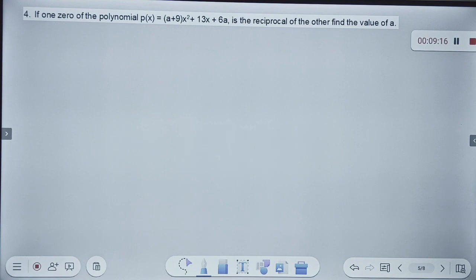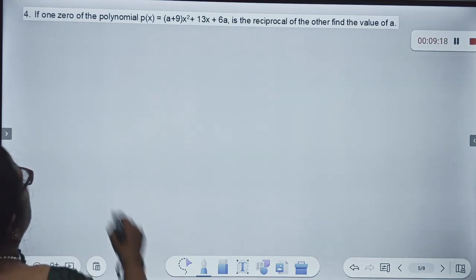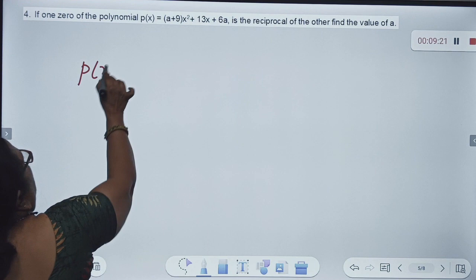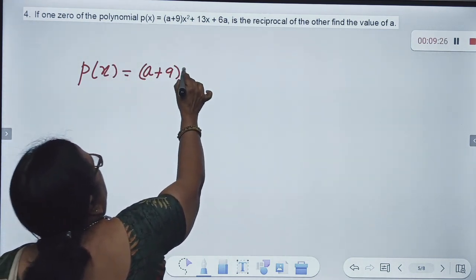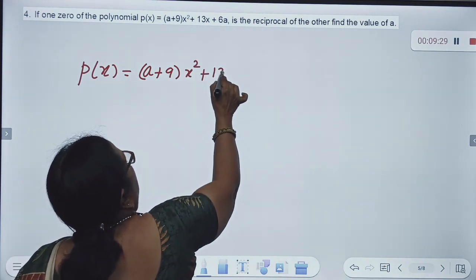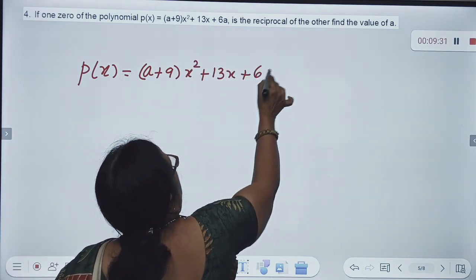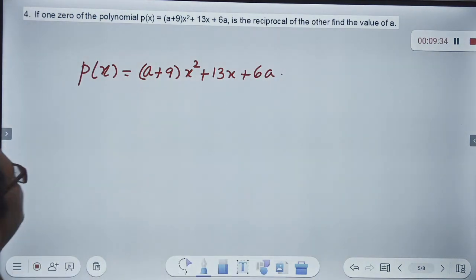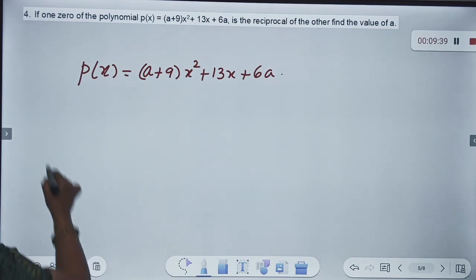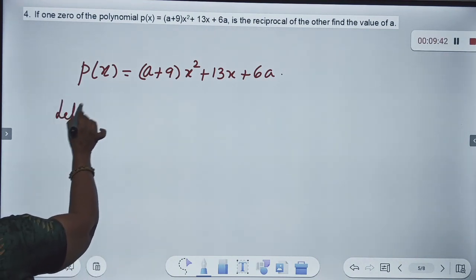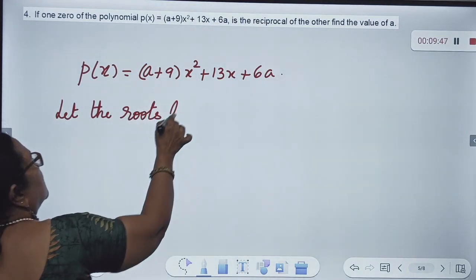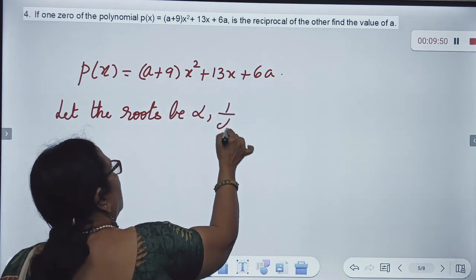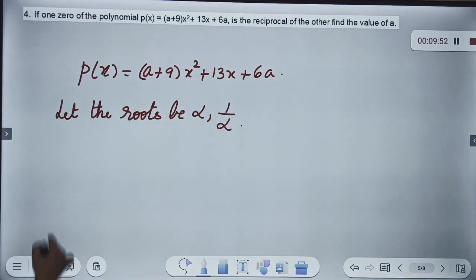Now, if one root of the polynomial p of x equal to a plus 9 x square plus 13x plus 6a. If one root of p of x is a reciprocal of the other, find the value of a. So, let the roots be alpha and 1 by alpha.